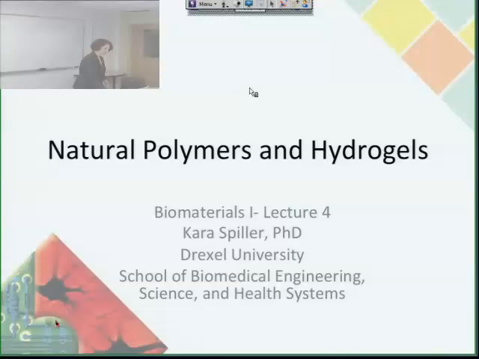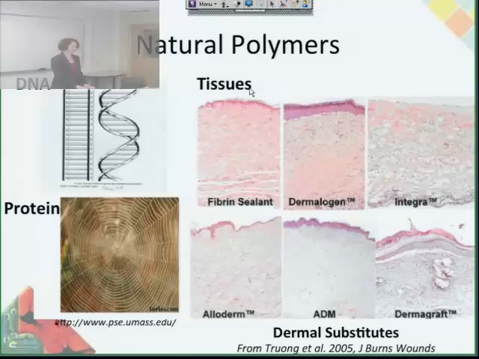Okay, so what is a natural polymer? If you remember, a polymer is just a long chain of repeating units, and that's also what a natural polymer is, but it exists in nature. So DNA is considered a polymer, it's a polynucleotide, but really when we're talking about natural polymers, it's generally either proteins or polysaccharides like proteoglycans or glycosaminoglycans.